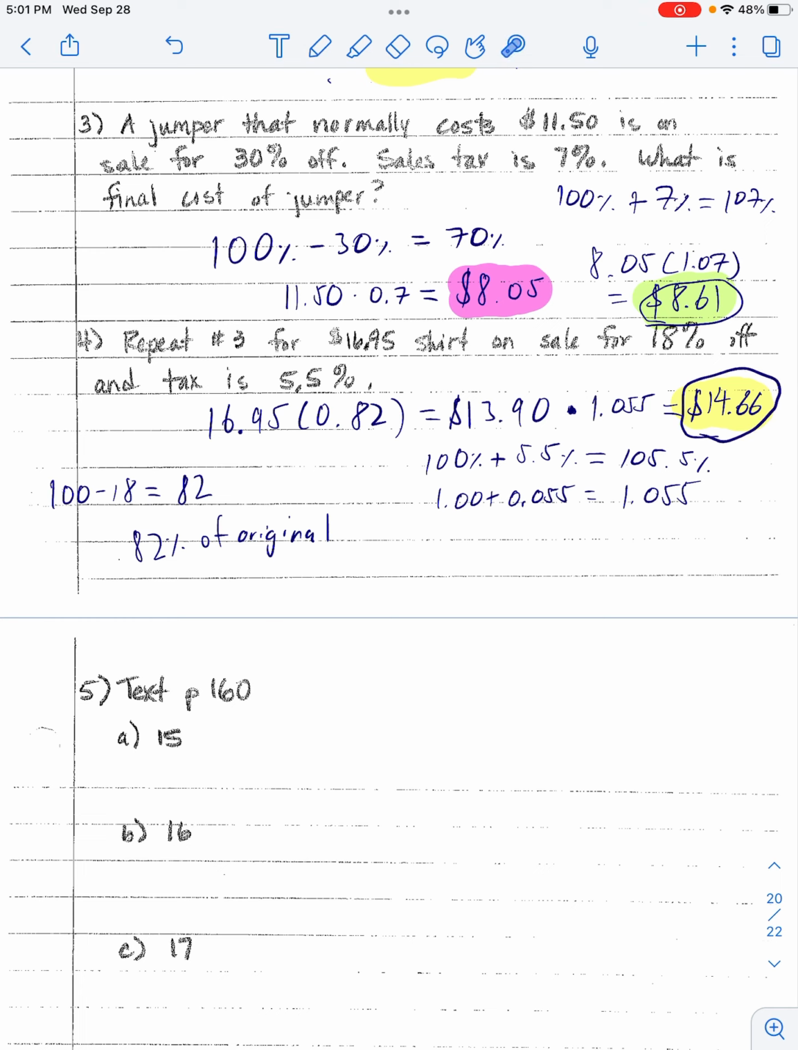So to recap, we took our original price and multiplied it by 0.82, because we actually want 82% of the original price, since we get 18% off. That gives us what we ring up at the register. The register is going to add in the tax, so we multiply $13.90 by 1.055 since we have an additional 5.5% on top of our sale price. So 105.5% of $13.90 is $13.90 times 1.055. That gives me my final cost of $14.66.